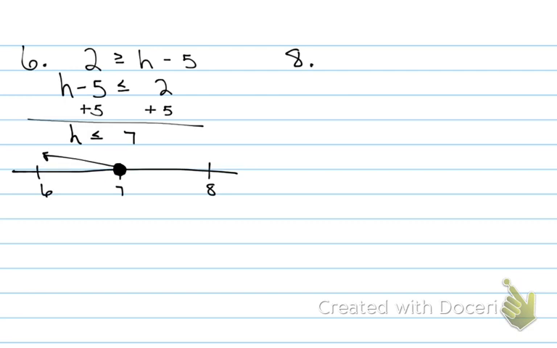Everybody's done with number 8, so let's get started on this. On number 8, p is less than or equal to 1. Everybody get that? You subtract 3 from both sides. Open or closed dot on the 1? Closed. And arrow going which way? Left.